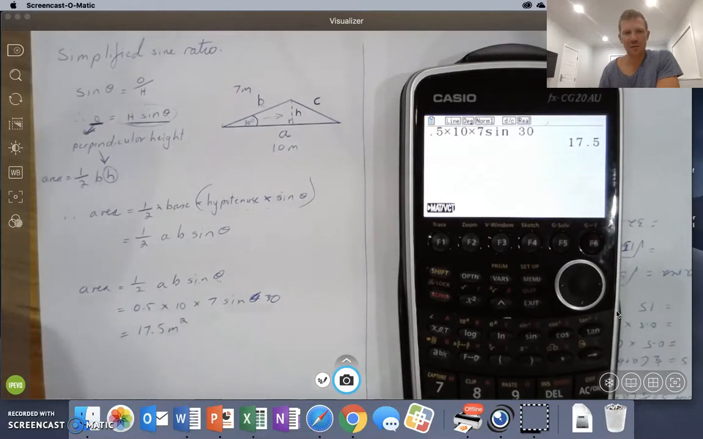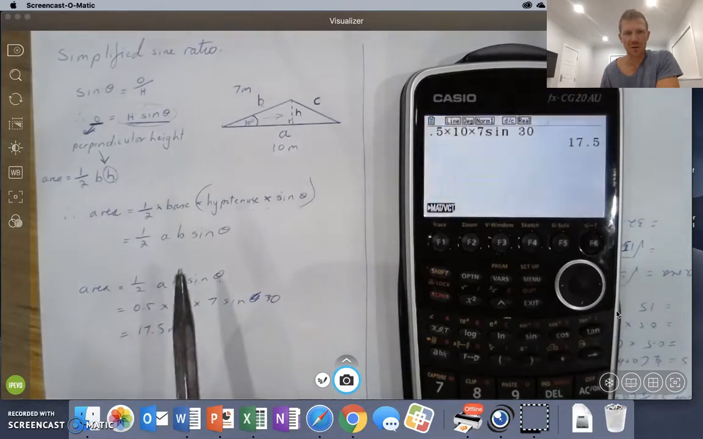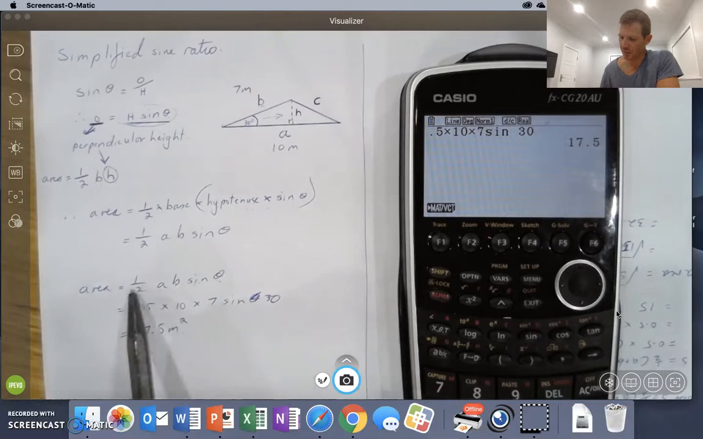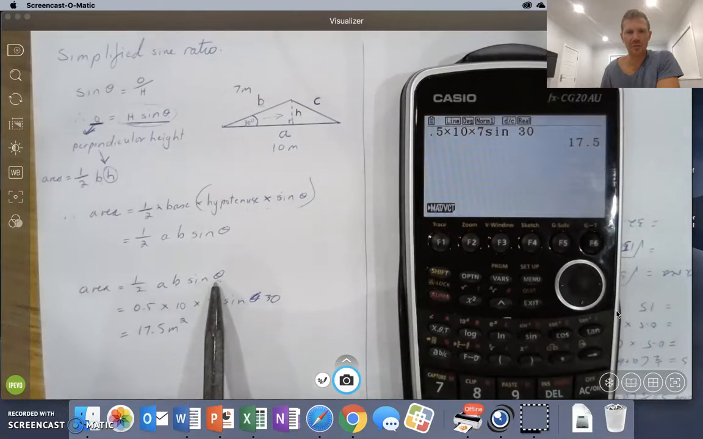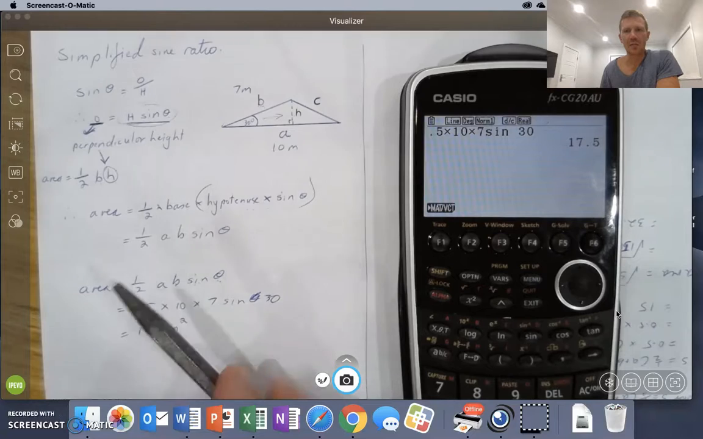Hopefully you found this helpful. It might save you some time, but give it a go next time you're trying to use the sine ratio. Use this equation here, so area equals half AB sine angle, and hopefully it saves you a bit of time.